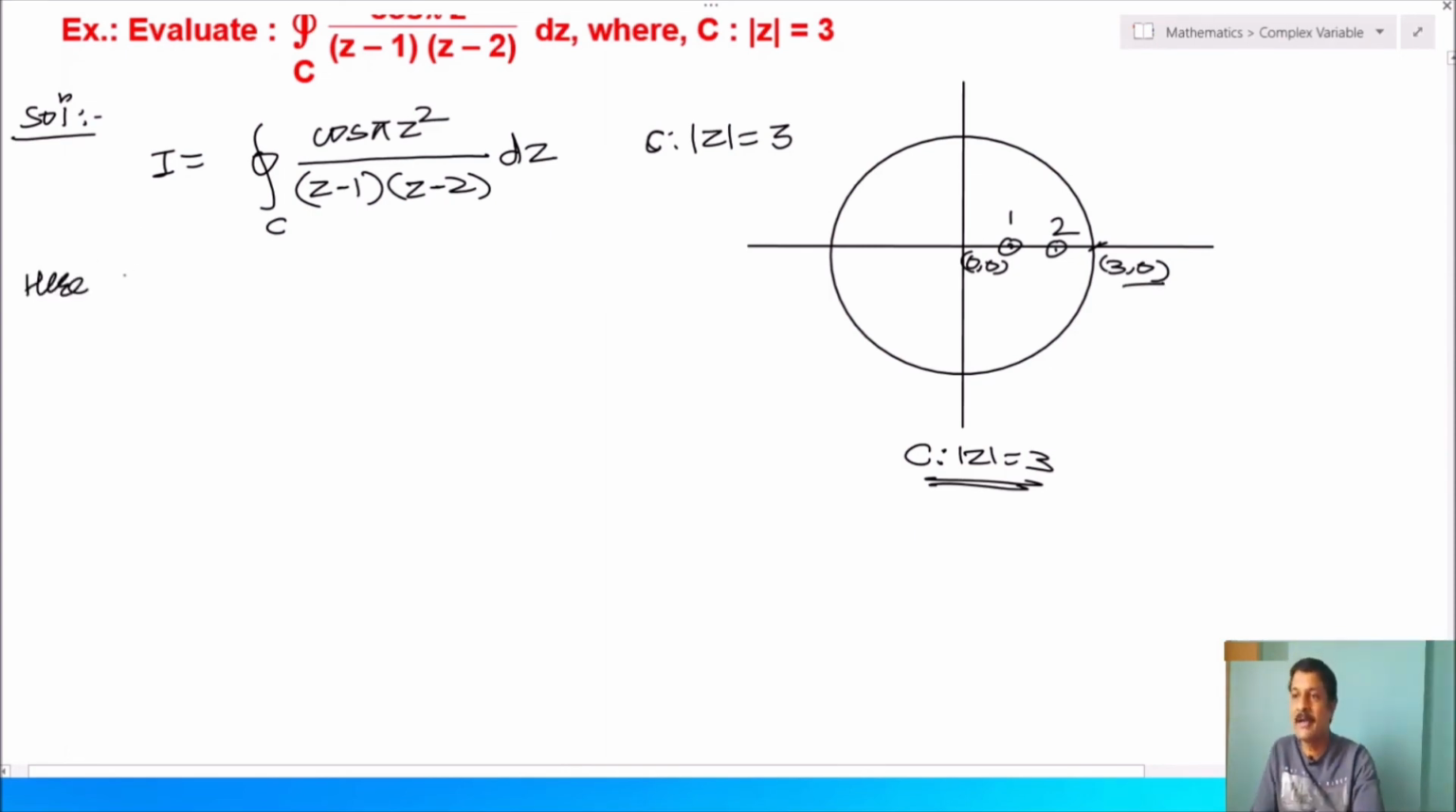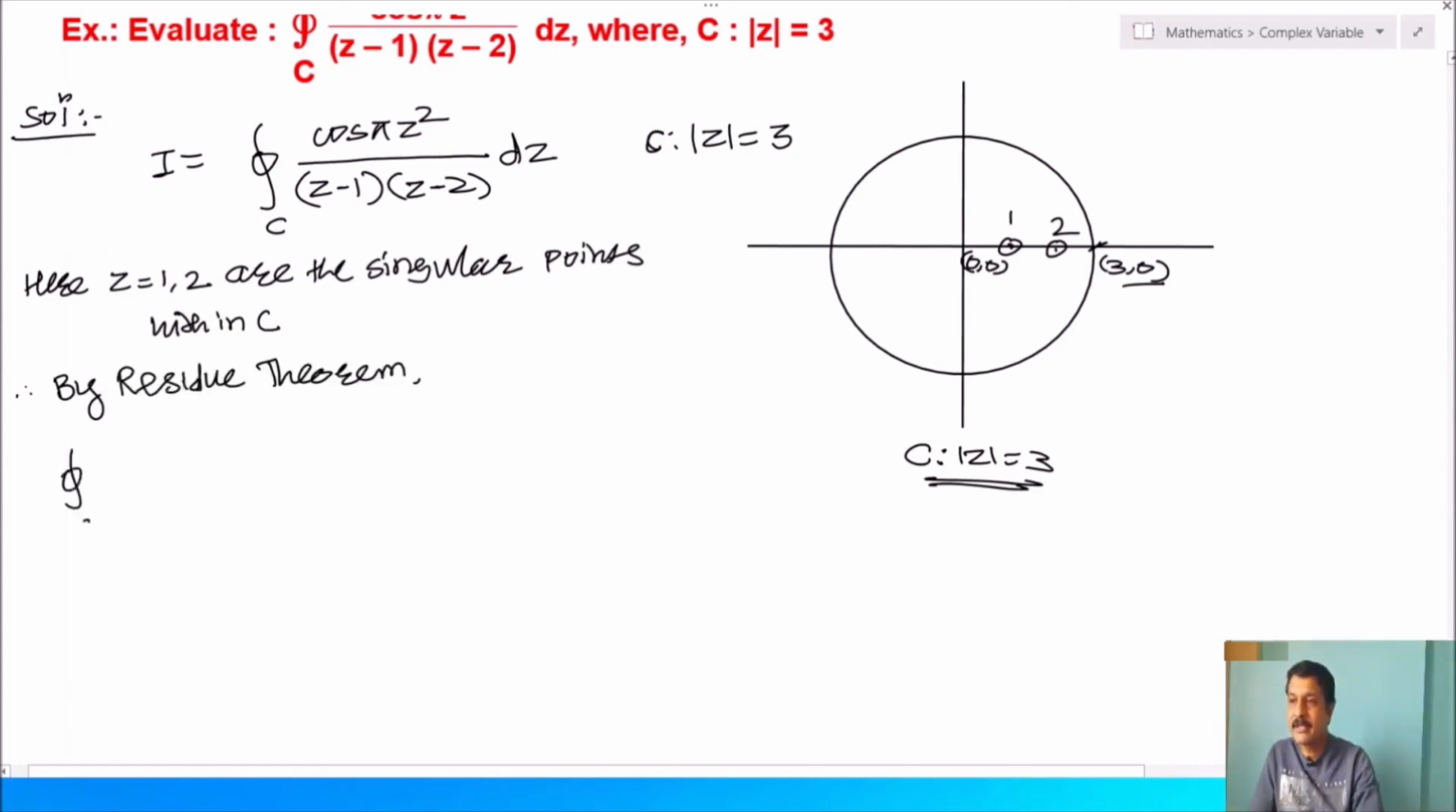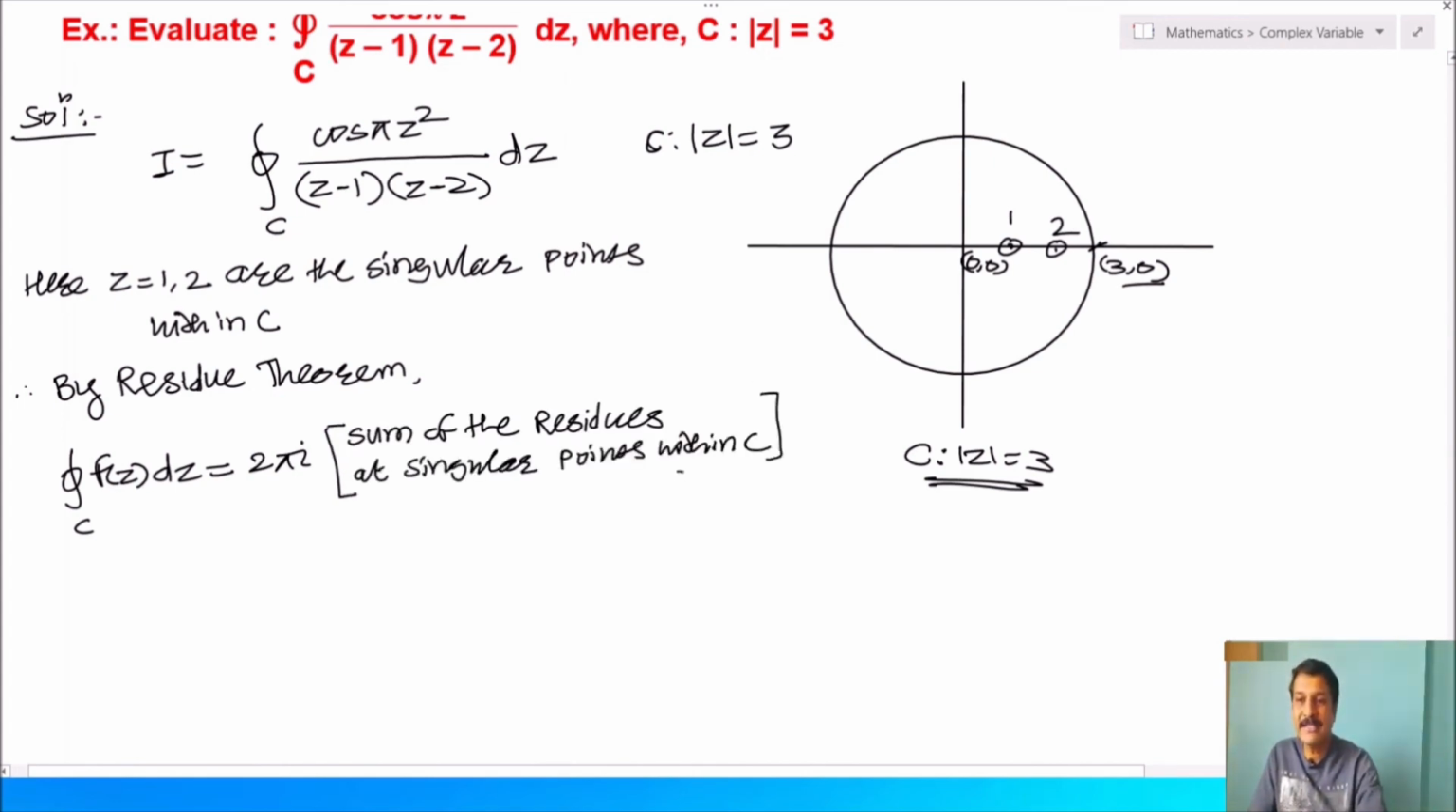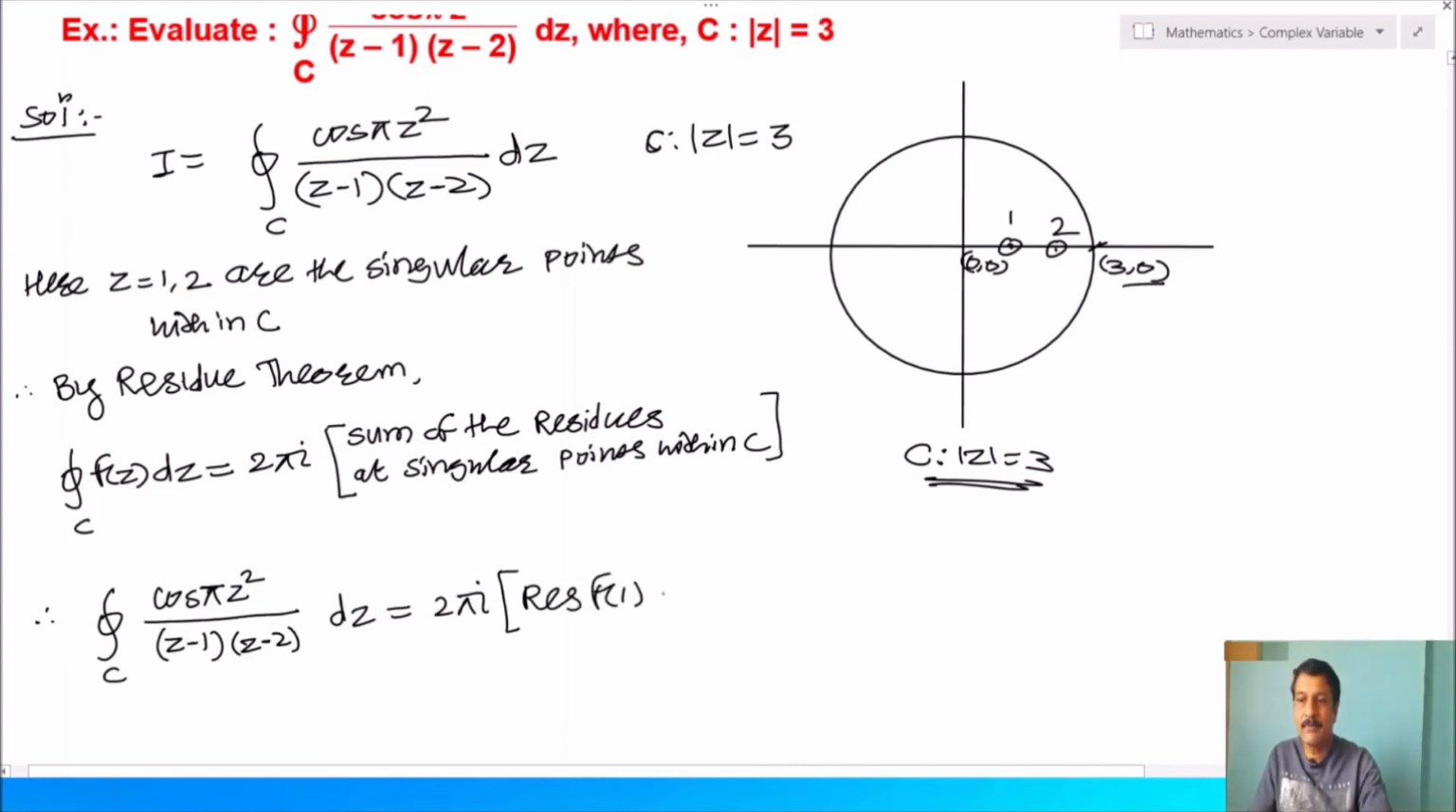So z = 1 and z = 2 are the singular points within C, and therefore by the residue theorem, the integral over C of f(z) dz is equal to 2πi times the sum of the residues at the singular points within C. How many points are within C here? Two points. Therefore the integral over C of cos(πz²) / ((z − 1)(z − 2)) dz equals 2πi times the bracket of the residue at 1 plus the residue at 2. So this is equation number 1.